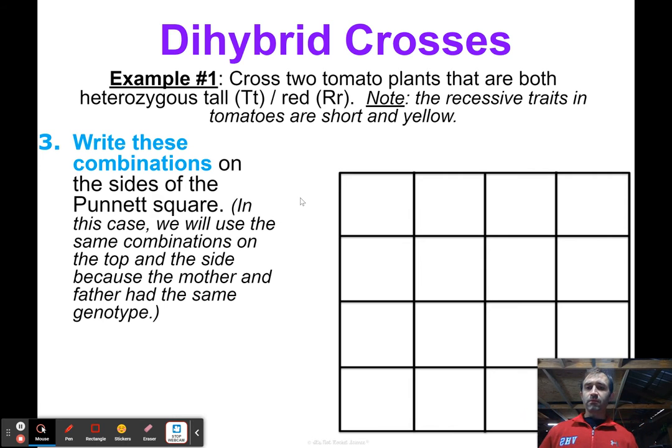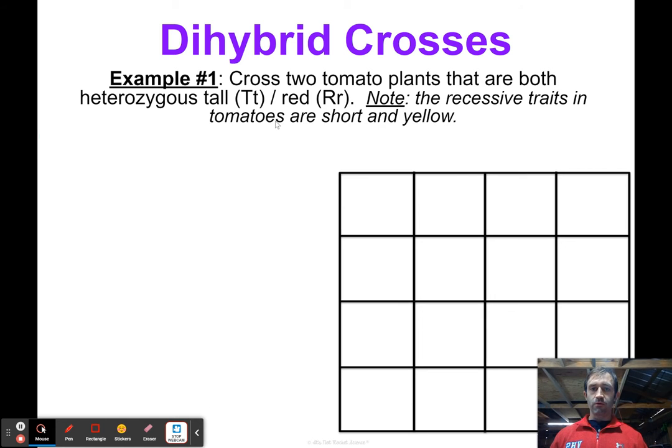It says, write these combinations on the sides of the Punnett squares. And right here on number 3. In this case, we will use the same combinations on the top and the side because the mother and the father are the same genotype. So what it means, you only have to do the FOIL method one time. Okay, so if you're lost, we're about to get it here, okay? I'm actually going to remove that real quick.